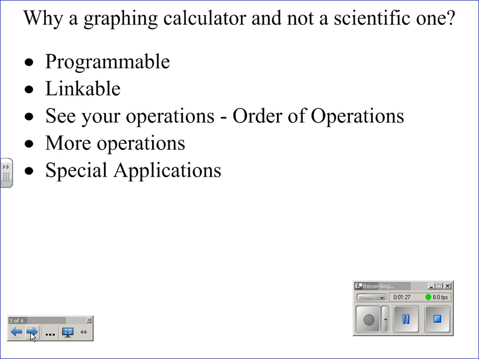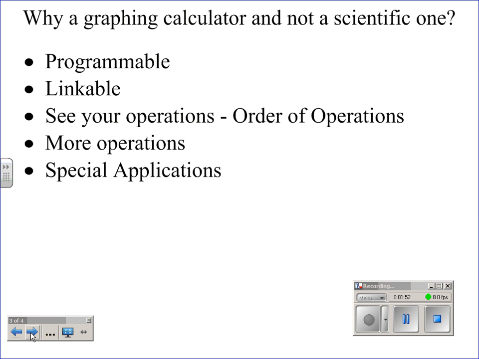You can always see your operations on the screen of a graphing calculator. The calculator has been programmed to understand order of operations, so you can enter a calculation as it looks, and the calculator uses order of operations to find the answer. There are more operations on a graphing calculator than a scientific one. This allows you to do more things with them and use them in more contexts.